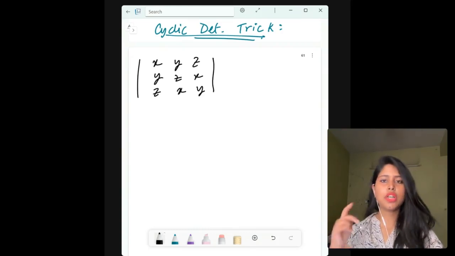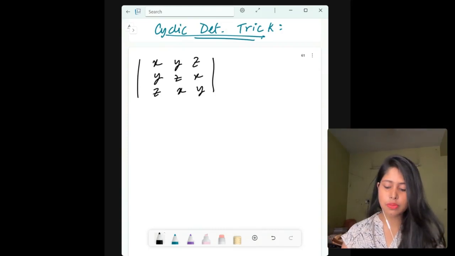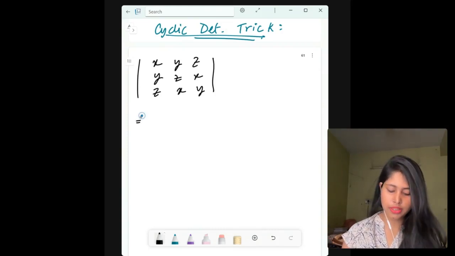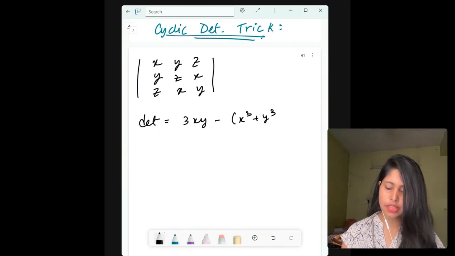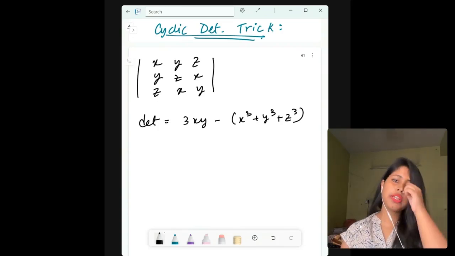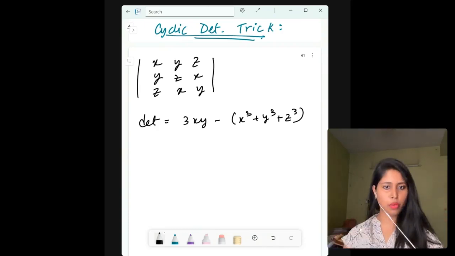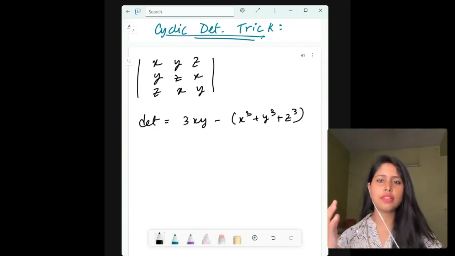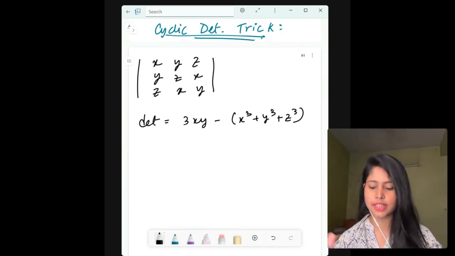For a matrix of this specific form, the determinant will always be 3xyz minus x cubed plus y cubed plus z cubed. So this is a result you can understand and memorize. This is the determinant for the cyclic matrix.